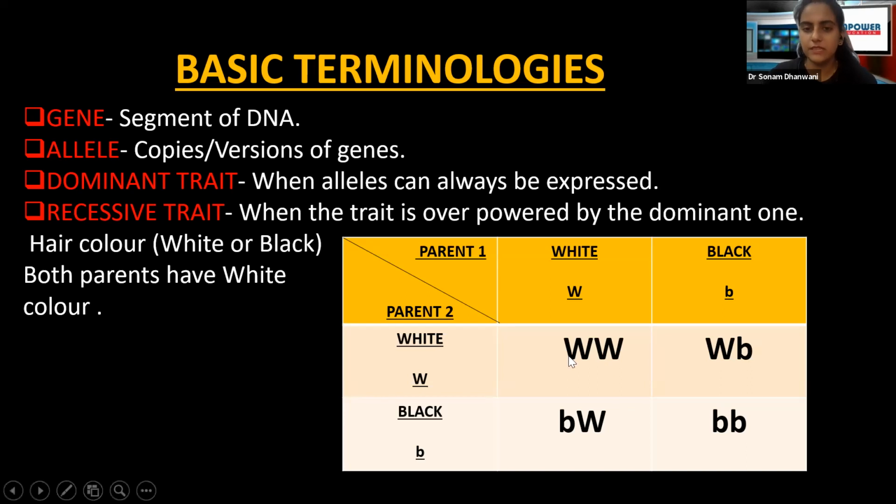Now I'll explain this with an example. Suppose there are two parents, mother and father, and both are having white hair. Now, we are checking the combination of two colors, white and black, whether the baby will have white hair or black hair. Both parents have white color hair, and we are considering white to be the dominant character and black to be the recessive character. Dominant character is always written in caps and the recessive character is written in small alphabets.